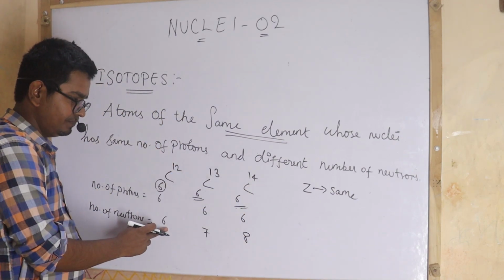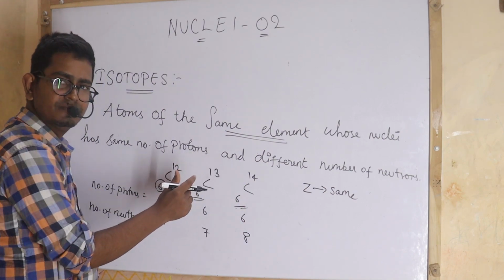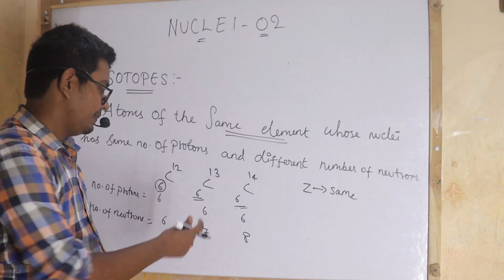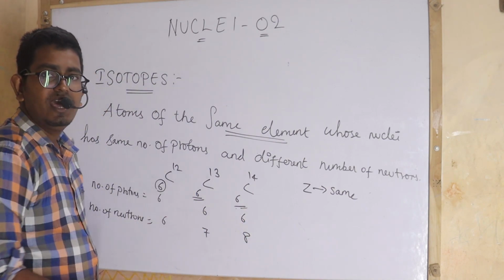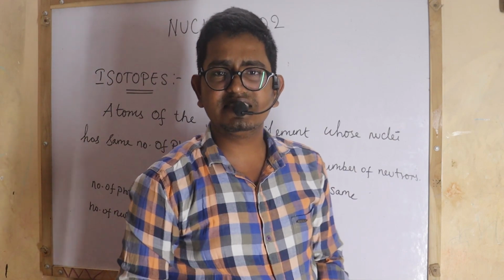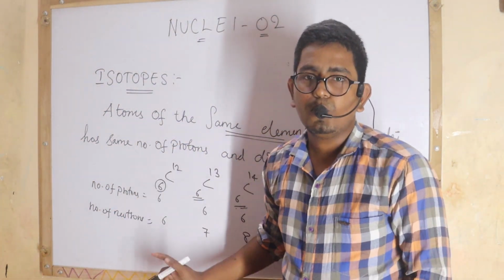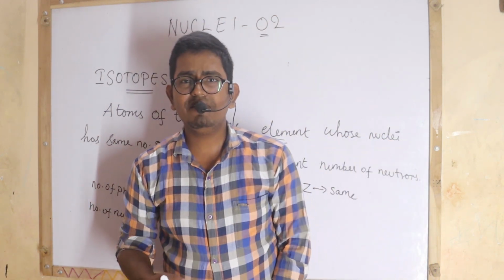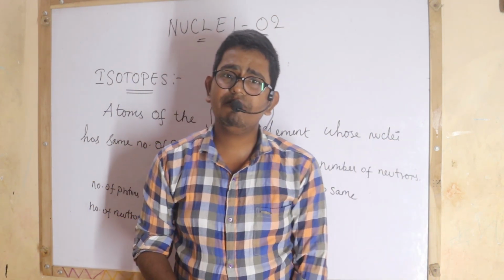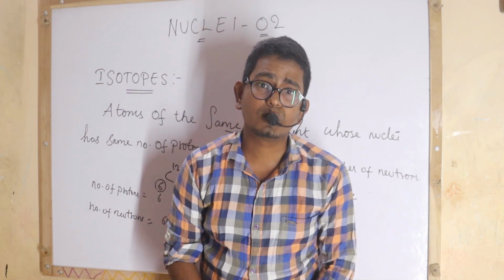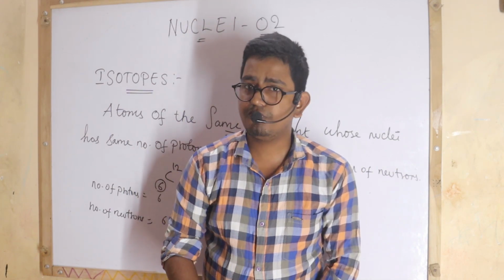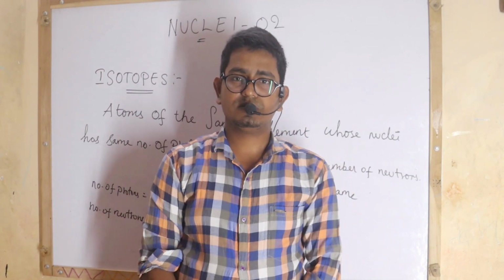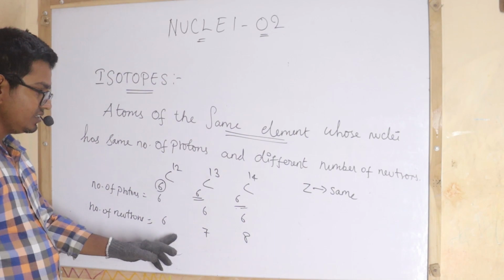So you can see here, for each and every element, even though my elements are the same, the number of neutrons is varying. As the number of neutrons is varying, I can say that the given elements are known as isotopes. So whenever for the given elements the number of protons is the same and the neutrons are varying, then we say those elements are isotopes.